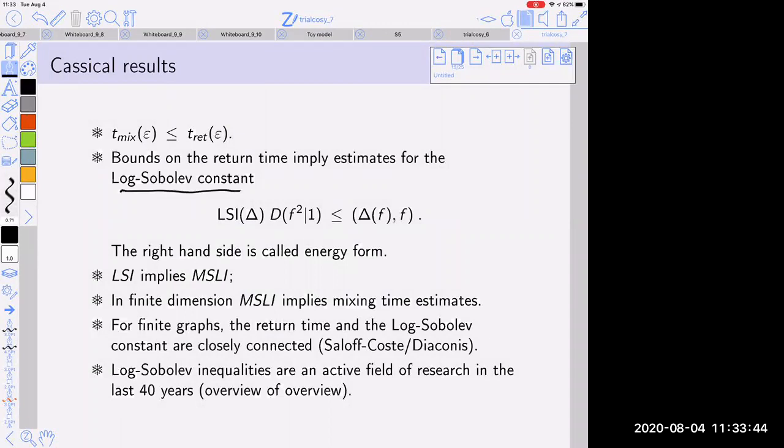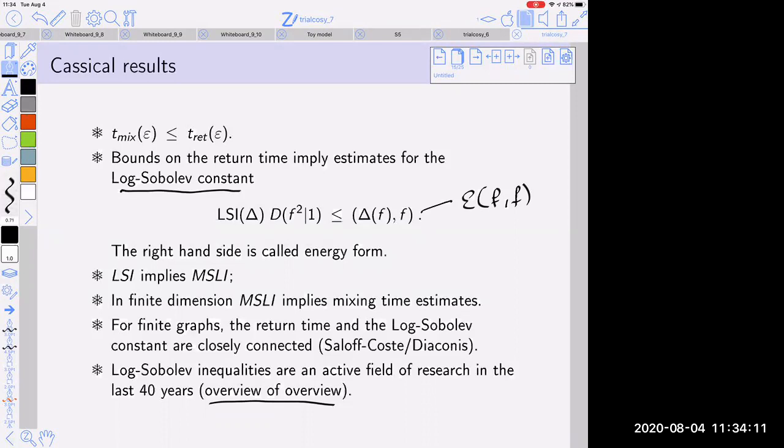The reason for that is that this is 40 years of research and there are already overviews of overviews. So we are talking about hundreds of pages, and I cannot give you a historical outline. It's somehow comparing relative entropy and the energy form, right? This is called the energy of F with a certain generator. And so LSI implies MLSI.